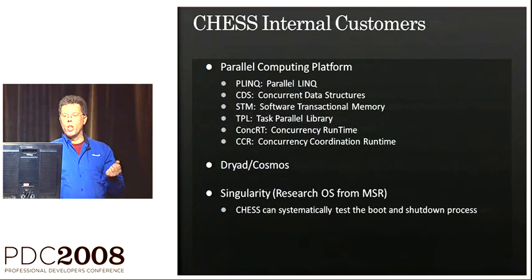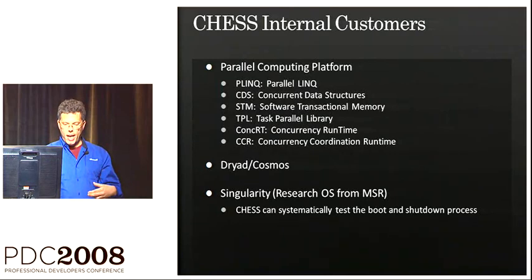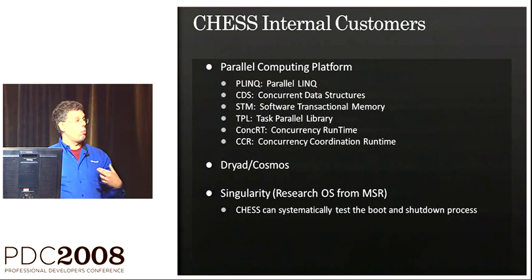We've been working internally primarily with the parallel computing platform team, who are using both the Win32 CHESS and managed CHESS for testing Parallel LINQ, PLINQ, concurrent data structures, TPL, and a number of other libraries that they're supplying. We've used it on Dryad. You heard a little bit about DryadLINQ from Rick Rashid. It's been used on Singularity, which is the largest piece of code, almost 200K. And CHESS can systematically test the boot and shutdown program of this small operating system. In doing so, we found some livelocks.